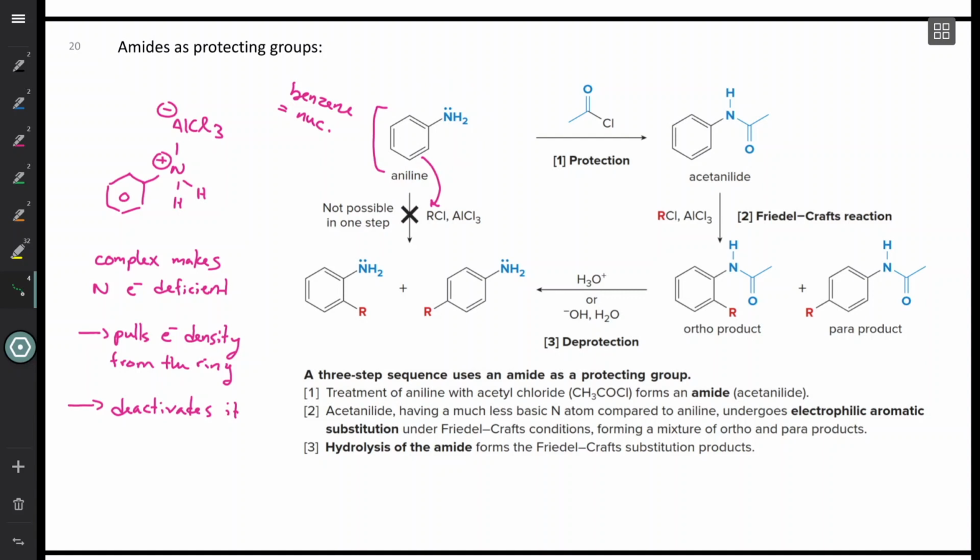So what do you do? If you want to keep building on your benzene ring and you have an amine, well, you use a protecting group with an amide. So we've seen, right, an amine with an acid chloride reacts readily to make an amide, right?